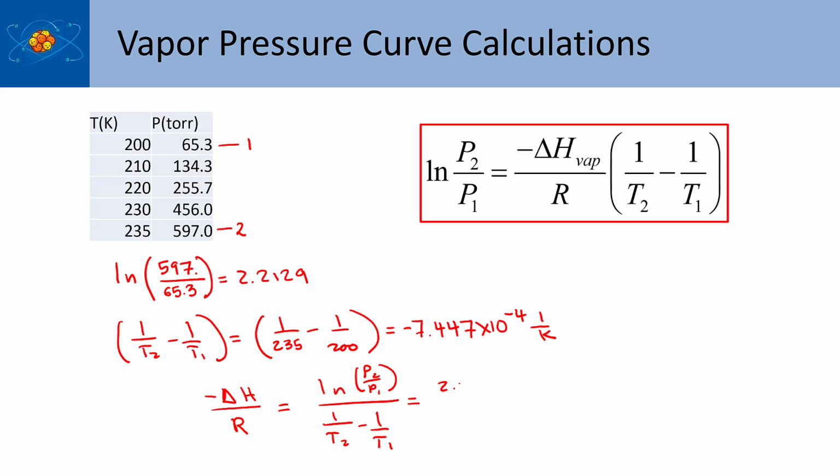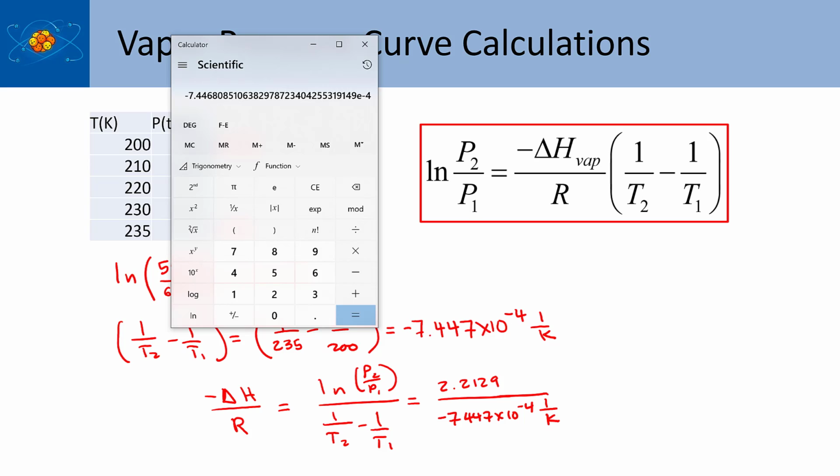So that's going to be 2.2129 divided by negative 7.447 times 10 to the minus 4, 1 over Kelvin, like that. Now you notice that when this flips over, this will have units of Kelvin, just like we did in our earlier calculations. So I'm going to go 2.2129 divided by, and I stored this earlier, this bottom result, so now we can just hit equals, and that's 2,979.8.